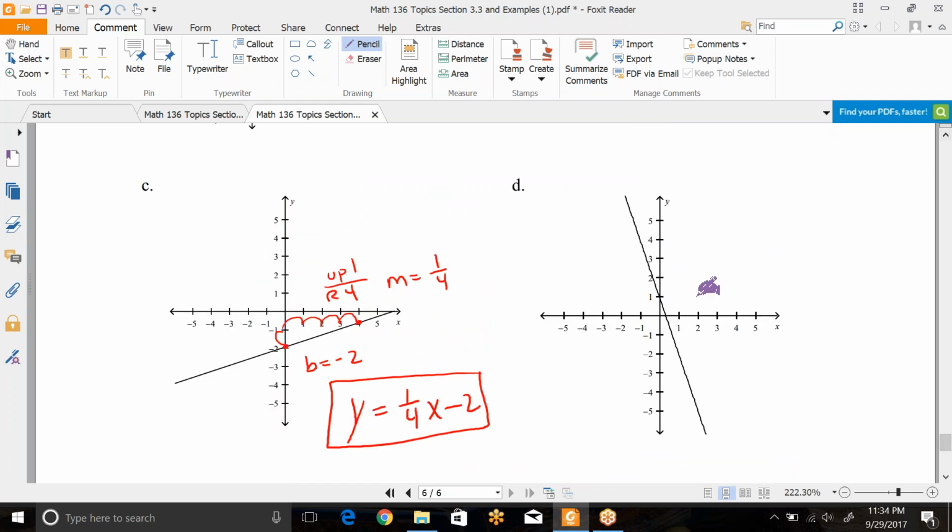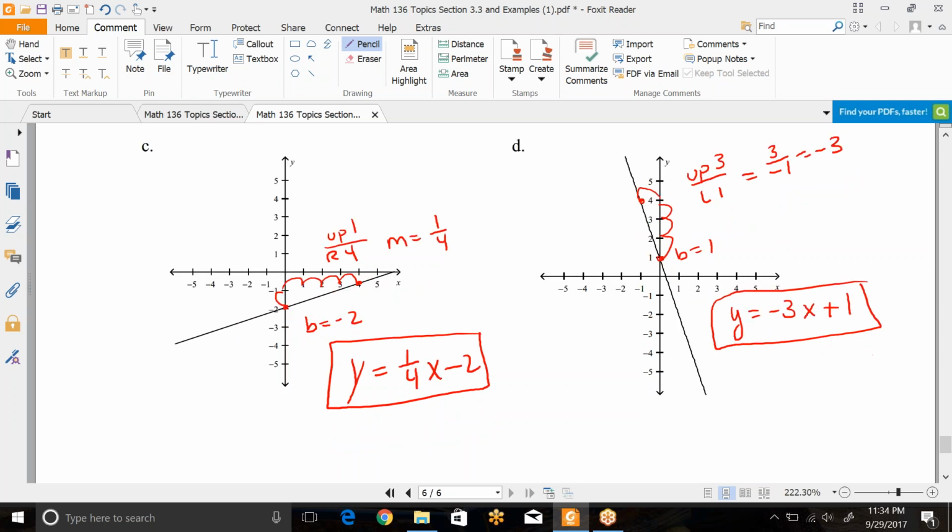And then the last one where we're supposed to pick the information off, this has a b of 1. And then it goes up, let's see, I think this is the point right there. Yeah, -1/4 is the other point. So up 1, 2, 3, but left 1. So up 3, left 1. That's +3 over -1, which is -3. So I would write y equals -3x plus 1.